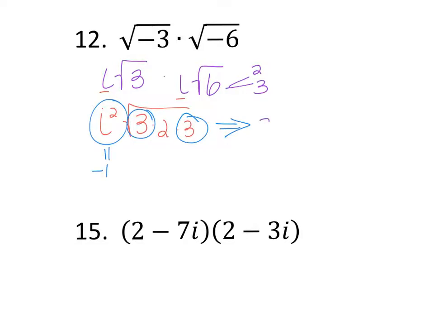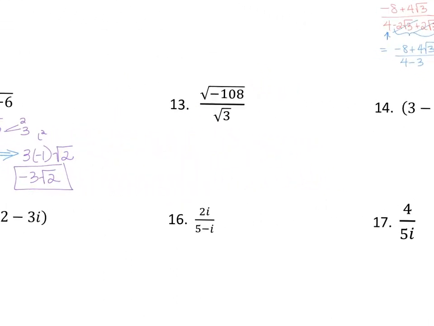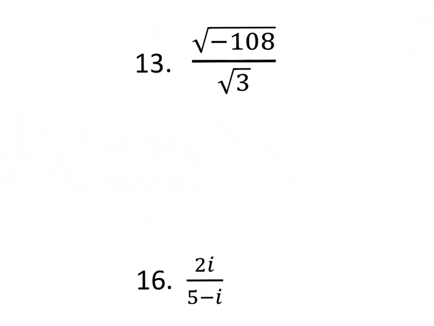On my outside, I'm going to have a 3 times a negative 1, and then on my inside, I will have a 2. And remember, the negative 1 is from i squared, and we said a 3 can come out. So what's negative 1 times 3? Negative 3. And you have a square root 2. That is your answer. What about number 13?